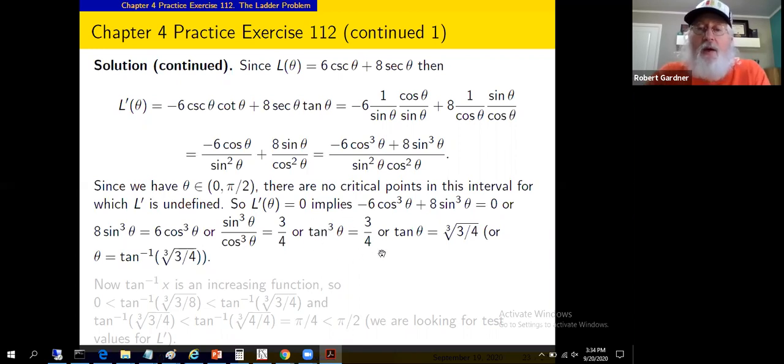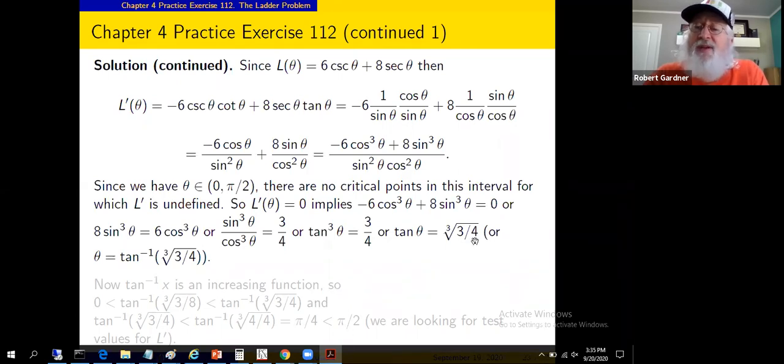All right. We'll take cube roots of both sides. Cube rooting is a 1-to-1 function. We'll get all the solutions. And we get tangent theta equals the cube root of 3/4. Does this ring a bell as a special angle? Not with a cube root in it, no.